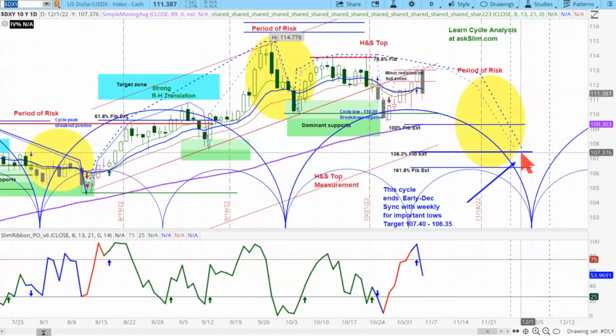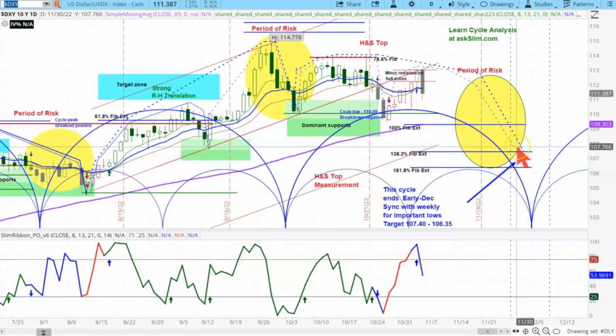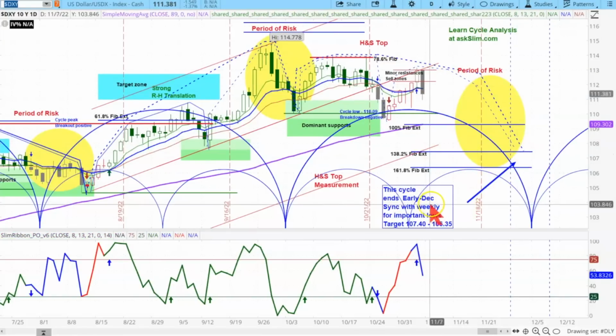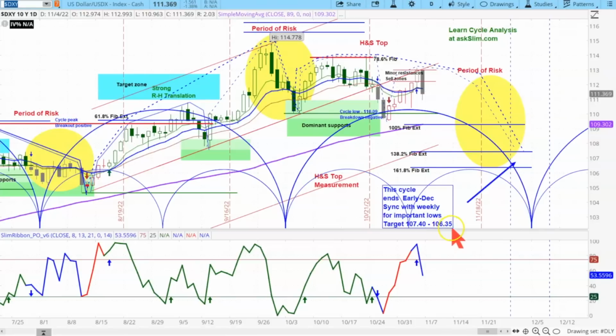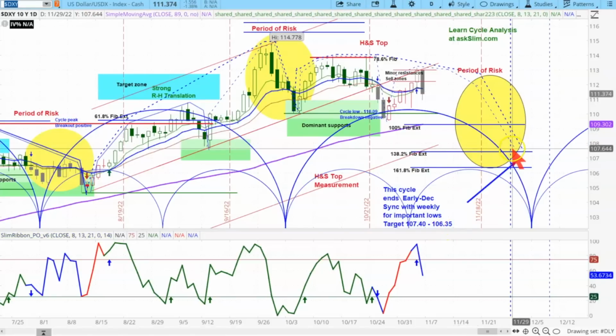Support here on this fib extension at around 107.37. This 61.8% extension is down around 106.35. Those are very reasonable downside targets. And if this comes as we expect, and that ends in early December, syncing with the weekly analysis, our target is 107.40, 106.35 right in here.